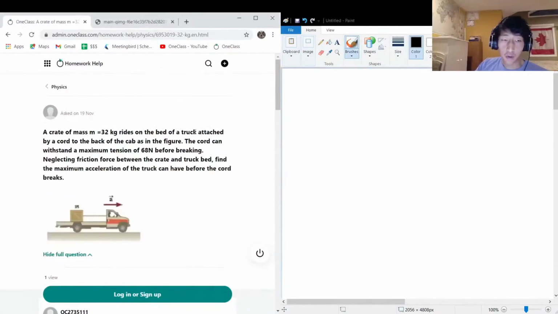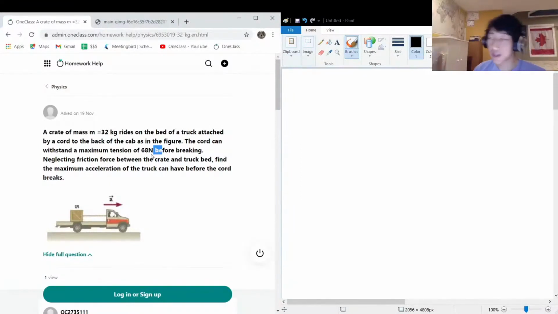Okay, so the next question that we got on the menu is asking us exactly this. A crate of mass 32 kilograms is riding on the bed of a truck, attached by a cord, looking like this. And that truck is driving fast. There's no friction, so we've got to find the maximum acceleration that the truck can have before the cord breaks. And the maximum amount of tension in the cord is going to be 68 newtons.